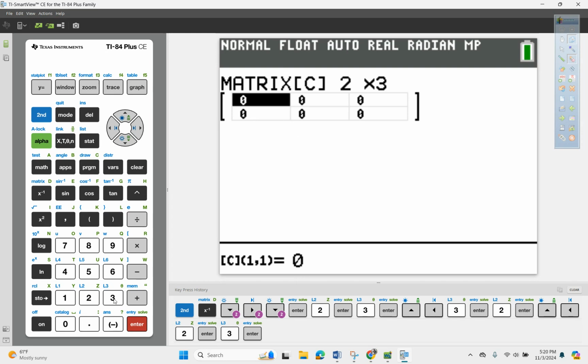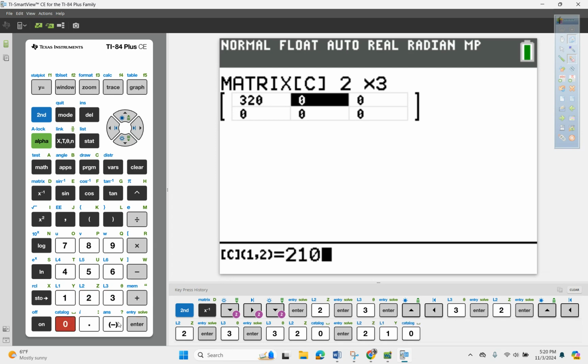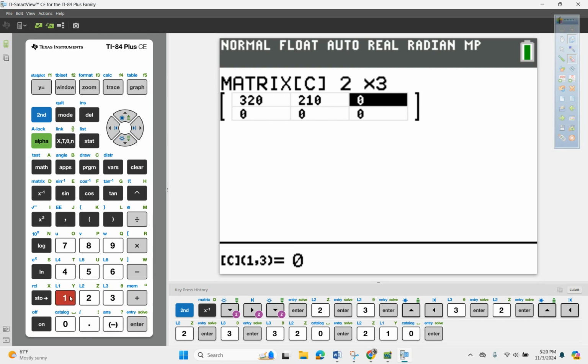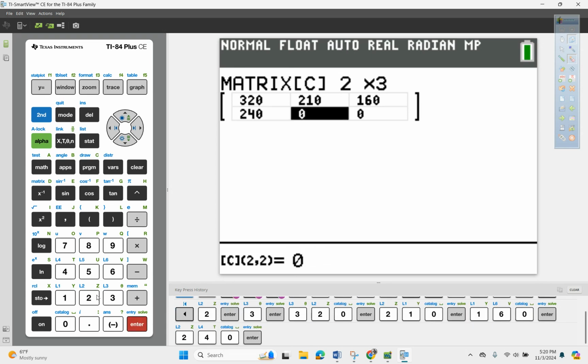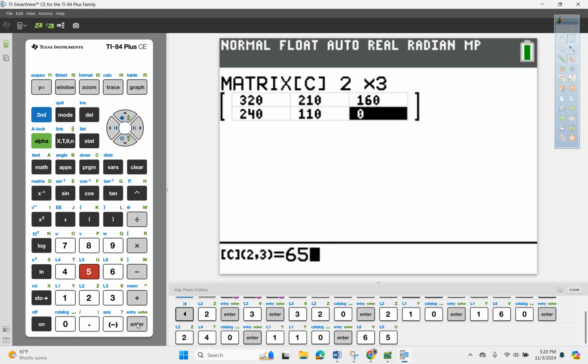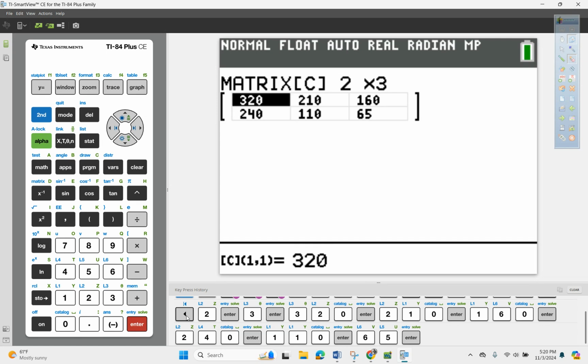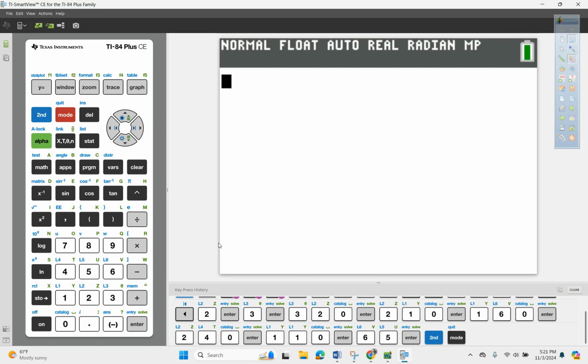All right, and I'm just going to put in 320, enter, 210, enter, 160, enter. See, it automatically went to the next row. 240, and then 110, and then 65. All right. So I went to matrix, went over to edit, and then I gave it the information, and now I'm going to quit. All right. I quit. That gave me the home screen.